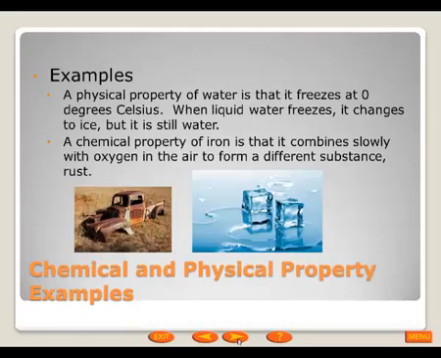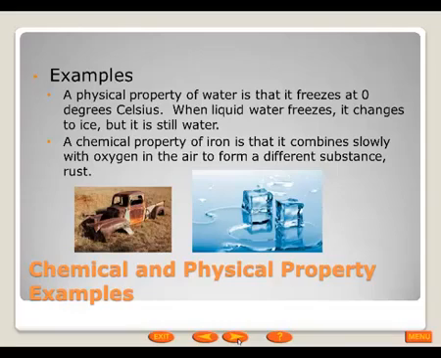Other examples. A physical property of water is that it freezes at 0 degrees Celsius. When liquid water freezes, it changes to ice, but it's still water. A chemical property of iron is that it combines slowly with oxygen, and it forms a substance called rust. So both of these are examples of chemical and physical properties.